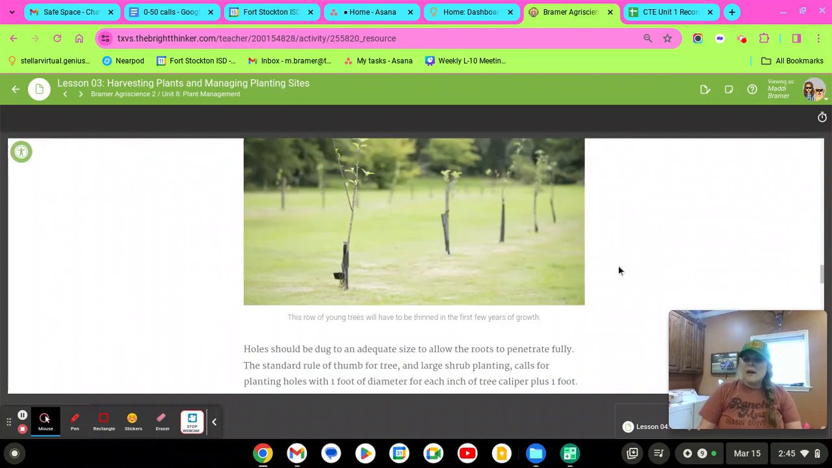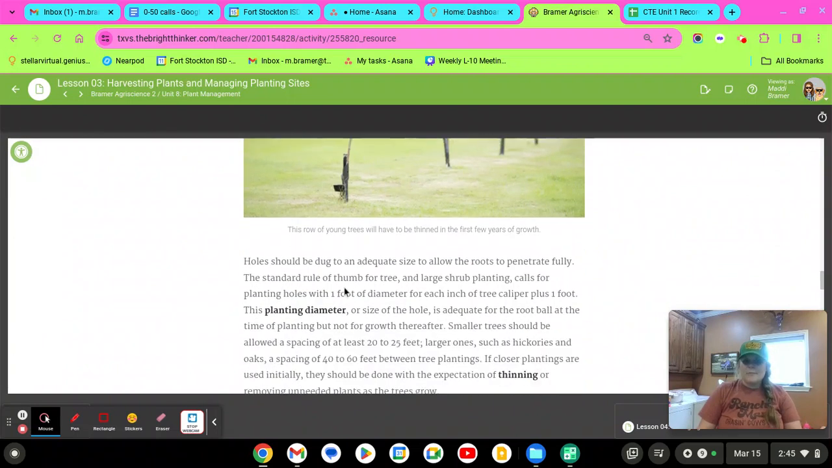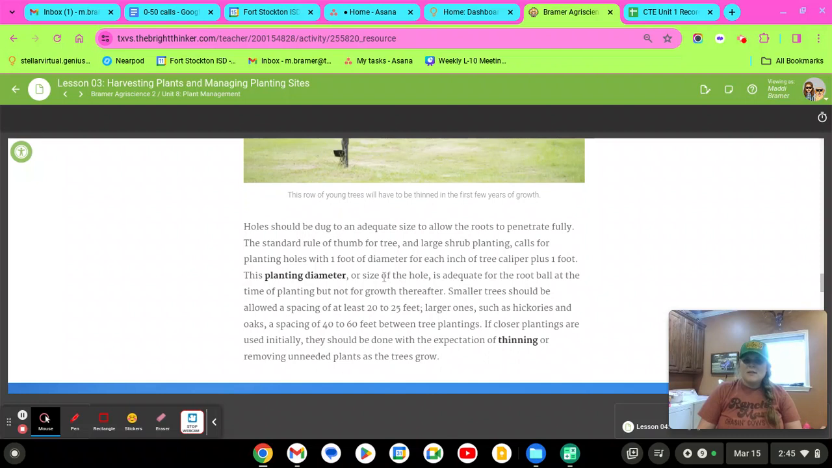Be sure you know how large these plants and trees are going to get. Holes need to be dug the right amount. Standard rule of thumb for a tree or large shrub calls for planting holes with 1 foot diameter, so 1 foot wide, for each inch of tree plus 1 foot. So that's a big, large hole. This planting diameter is adequate for the root ball at the time of planting, but not for growing thereafter.